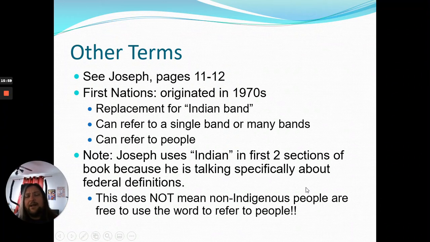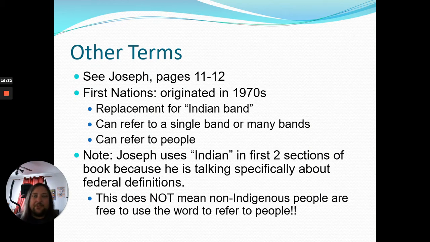I also want to point out that he talks about why he uses the word Indian, and Chelsea Vowel, by the way, does this too. She has a chapter devoted to this topic, more specifically status and how it works today after the 1985 amendment. They use Indian because they're referring to things in the Indian Act. Okay, this doesn't mean that non-Indigenous people are free to use the term to refer to people. So please don't ever do that.